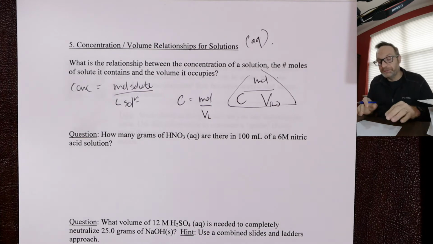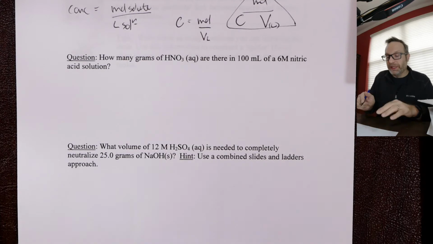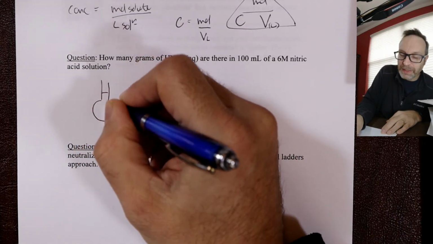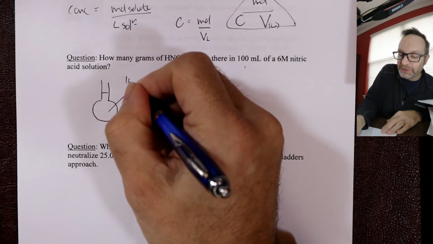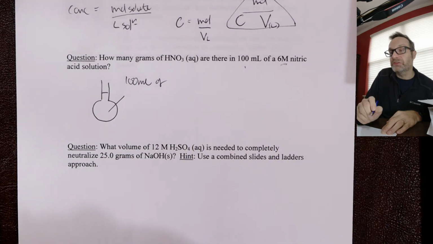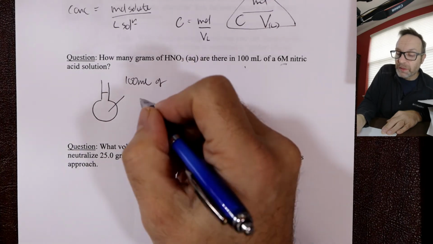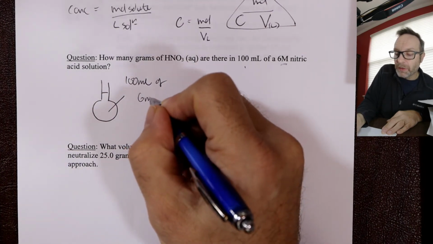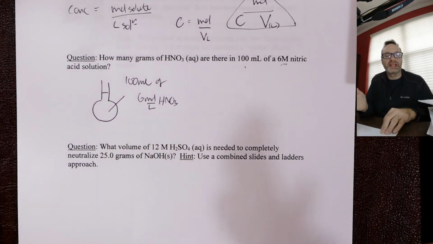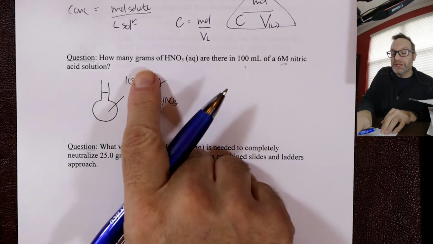So now, here's a good question. We have, and it could be a flask or something, 100 milliliters of 6 M HNO3. Now big M means the concentration in moles per liter, that's molarity. More about that next week. 6 moles per liter HNO3. I'm going to assume it's exactly 6 moles per liter and we use 3 sig figs. Now, question, how many grams?